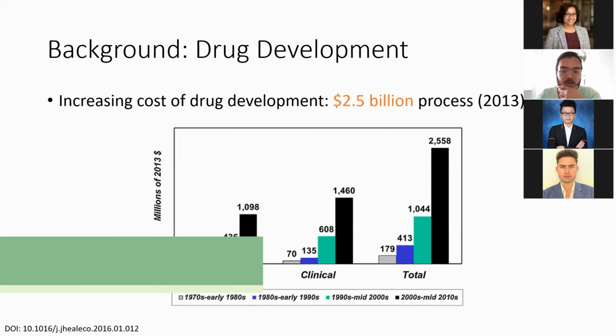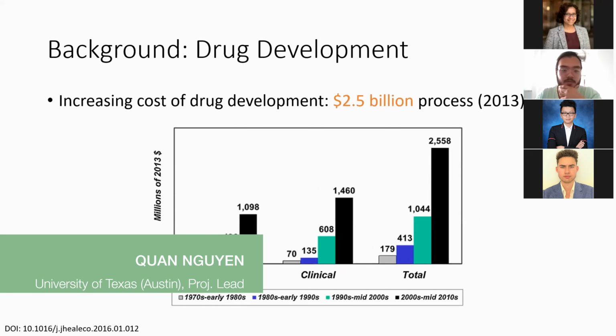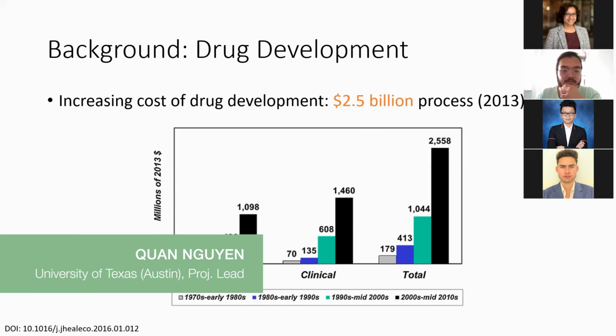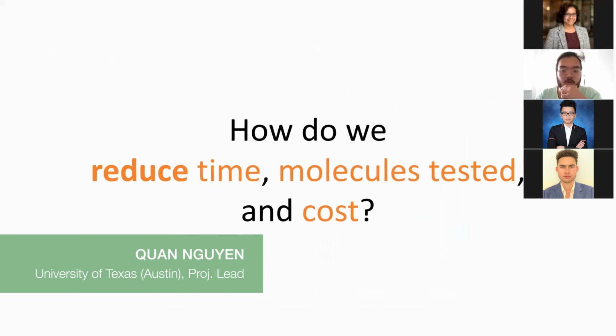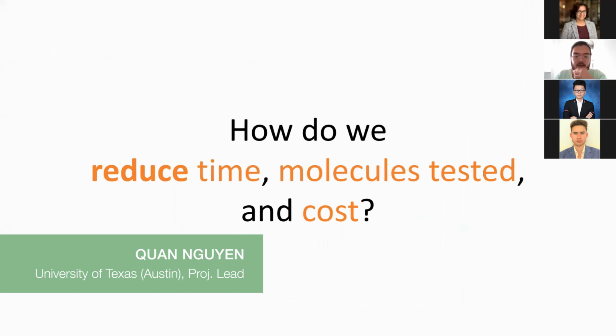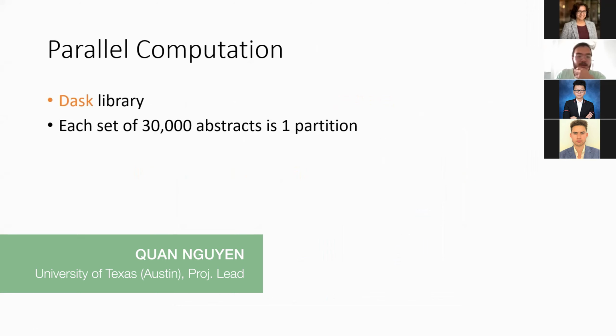Previous resources, the process also cost about $2.5 billion as of 2013. You can see in this chart that the cost has been increasing over time for both the pre-human as well as the clinical trial. So our big question is, how do we reduce the time the molecules are tested and the cost? And we define that each set of 30,000 abstracts or 1 XML is 1 partition.